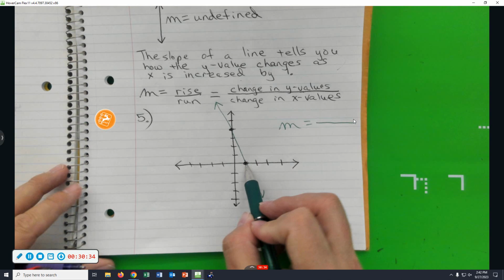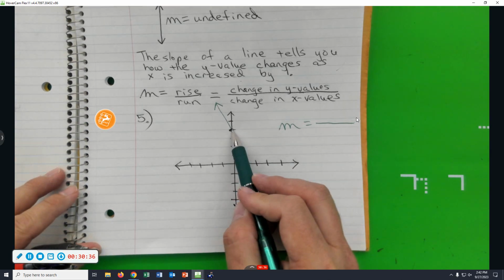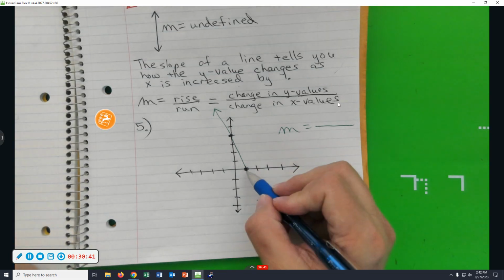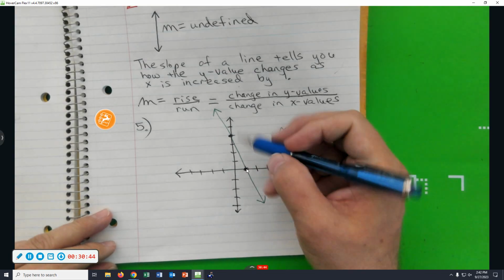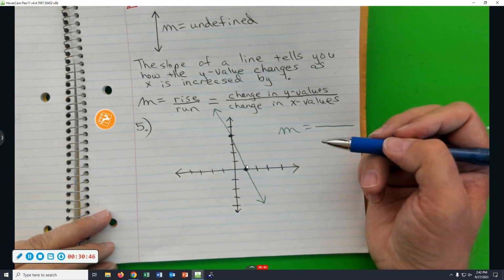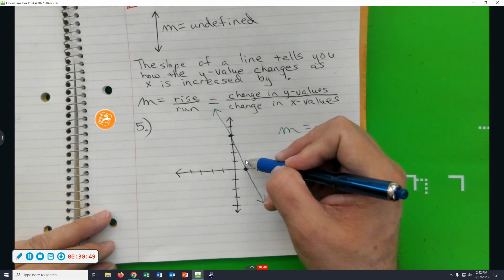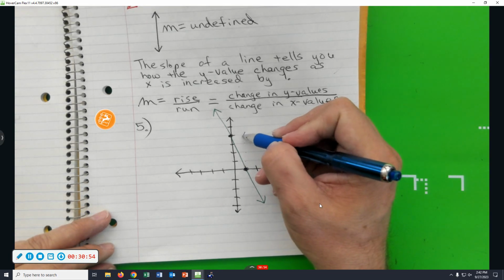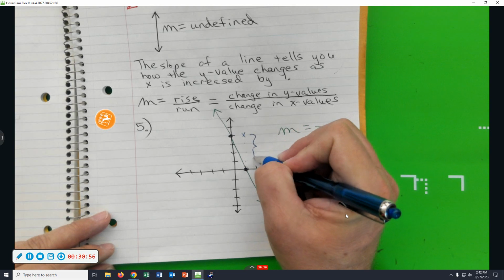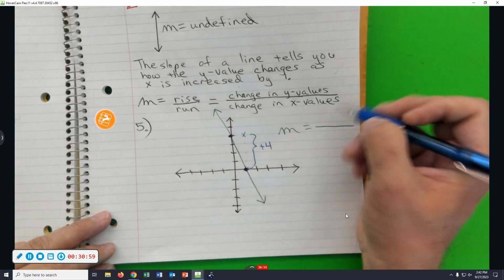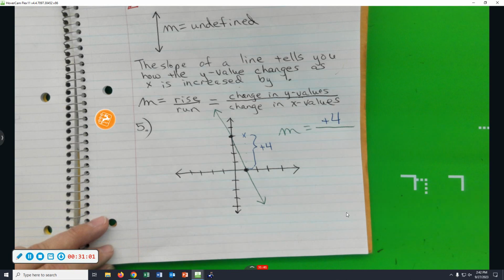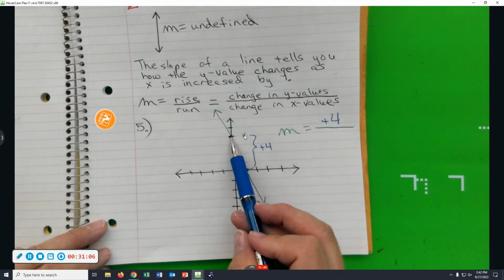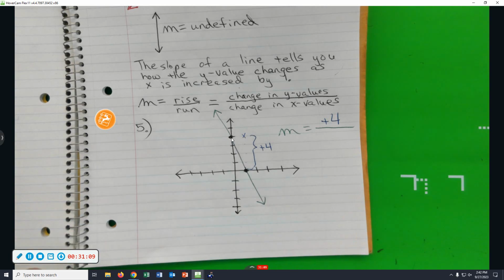I like to start at the bottom point and work my way to the top point, using this concept of rise over run. I'm starting here. I have to get on the same level as the second point, so I have to rise in the positive direction: 1, 2, 3, 4 units. So I have a rise of positive 4.